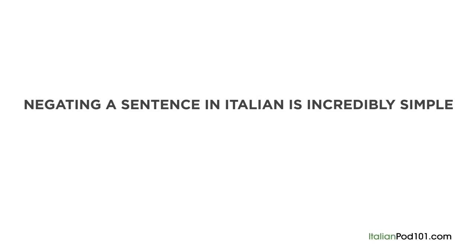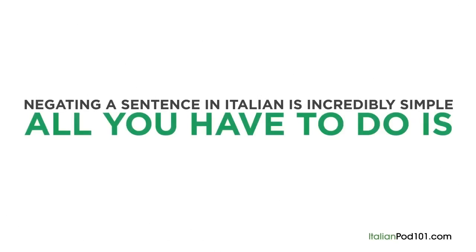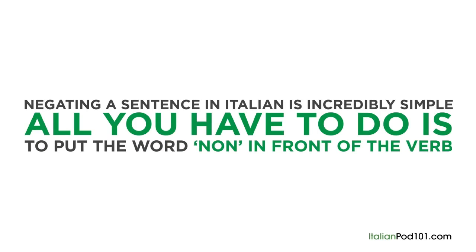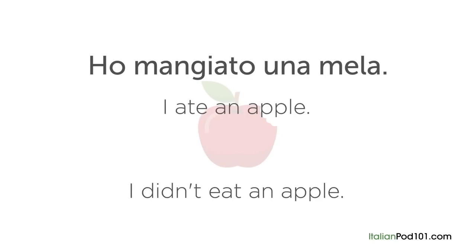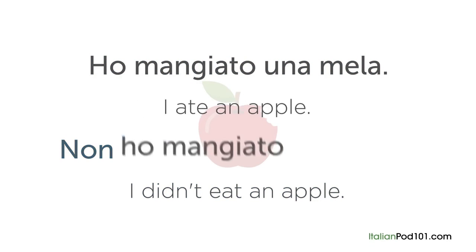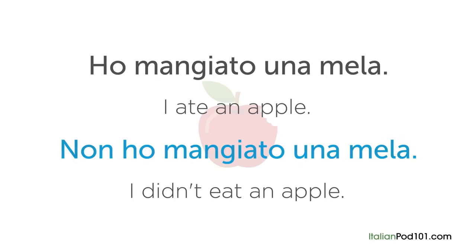Negating a sentence in Italian is incredibly simple. All you have to do is to put the word non in front of the verb. Let's go back to the original example, I ate an apple. The verb here is ate, or ho mangiato. In Italian, ho mangiato una mela. To make this sentence negative, simply add non before the verb ho mangiato. Non ho mangiato una mela.